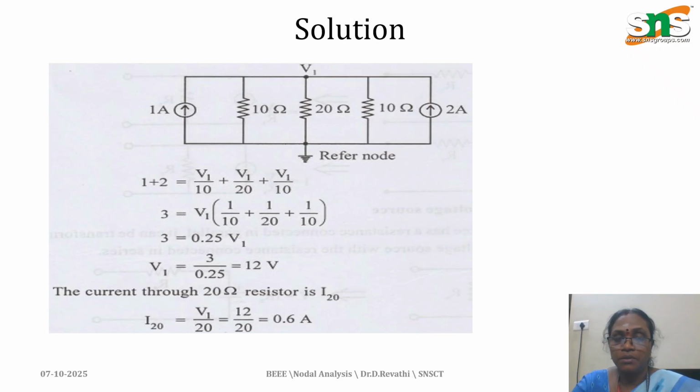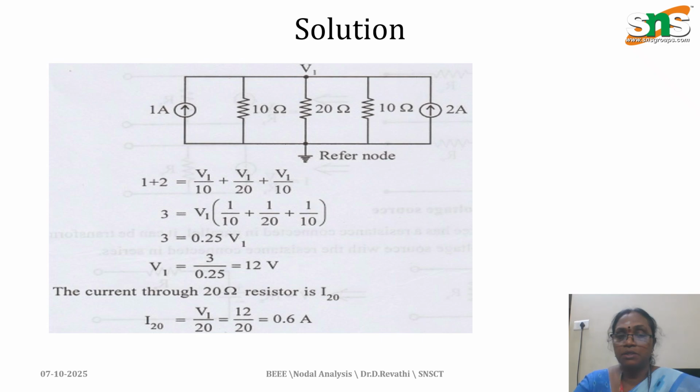So here we are representing V1, which is clearly a voltage source. First you have to convert it into a current source. After that you have to rearrange the equations. So 10 ohm, 20 ohm and 10 ohm. Here there is 2 amps and then 1 amp.